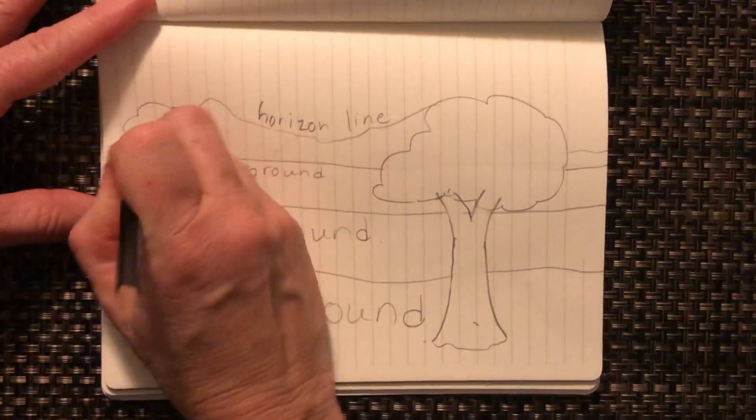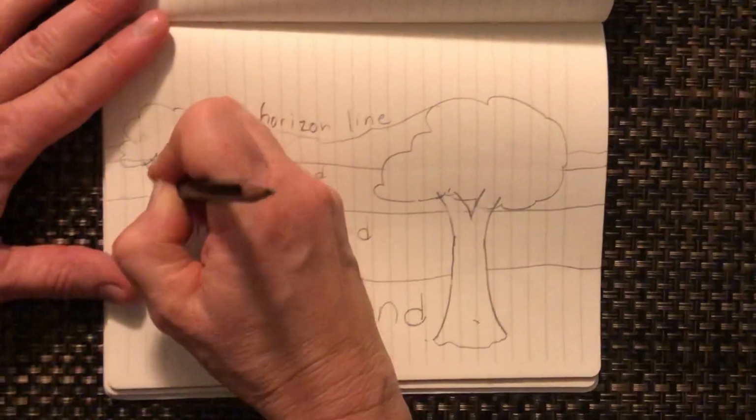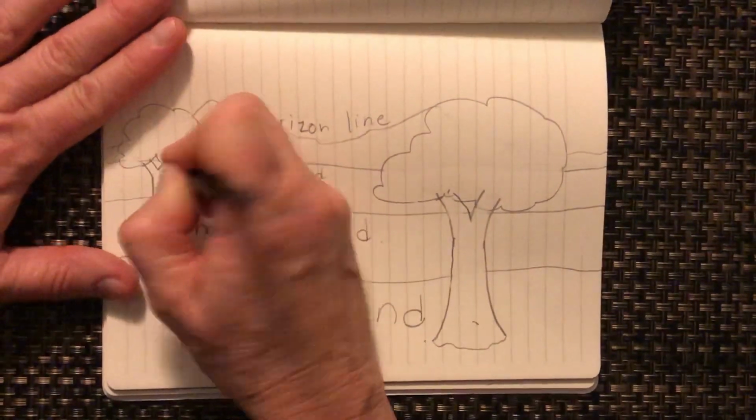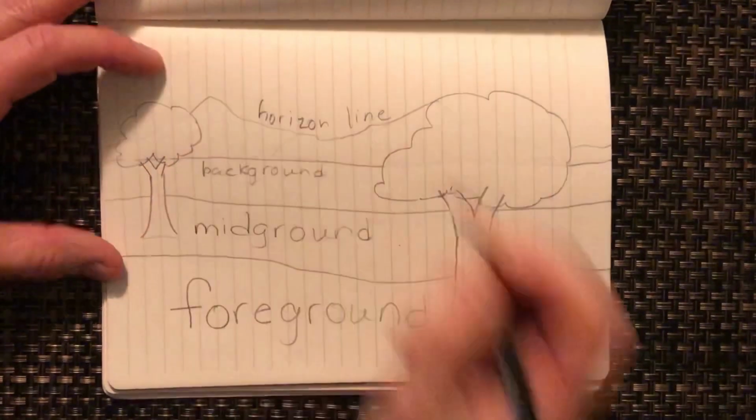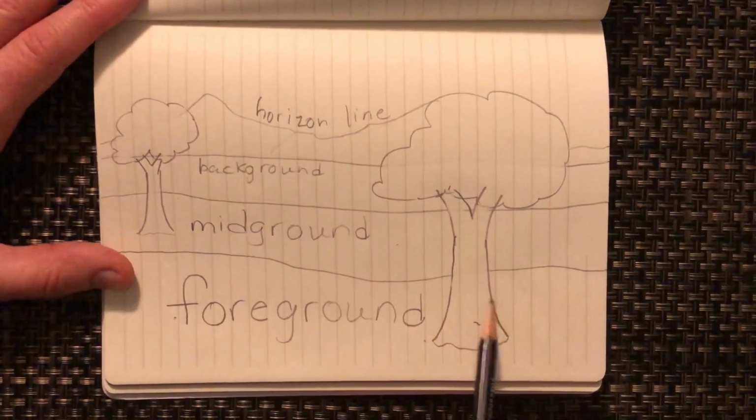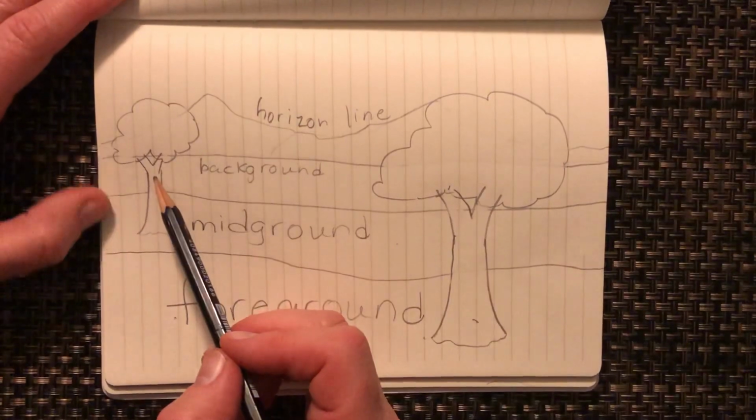Add that tree canopy on. That's where the leaves are up at the top. That's the canopy. Okay, so big tree in the foreground, a little smaller in the midground.